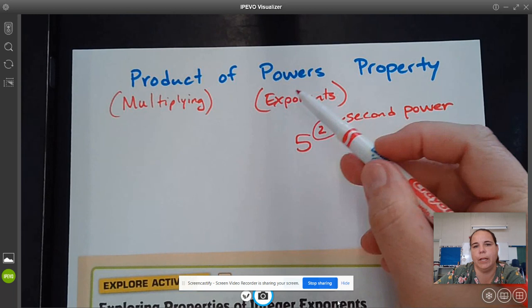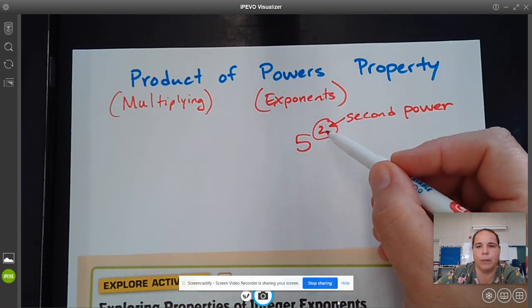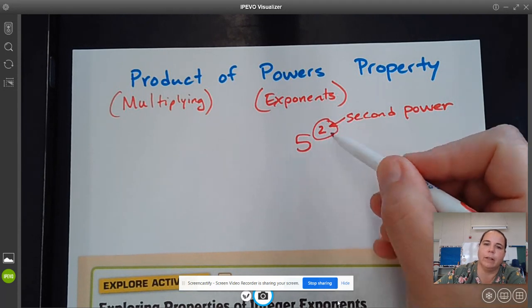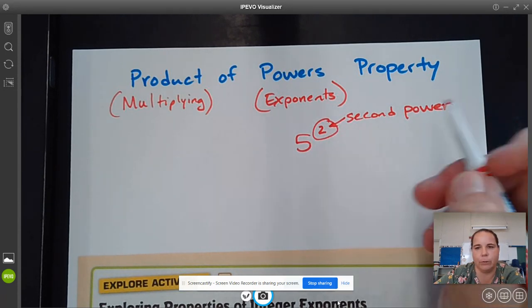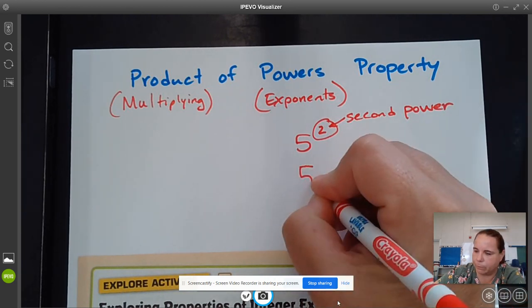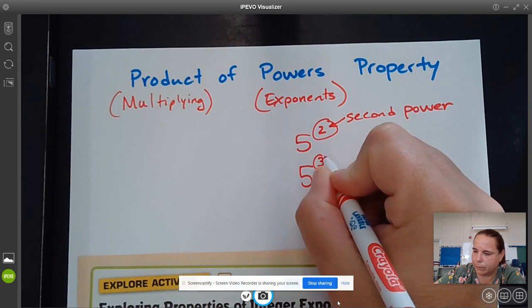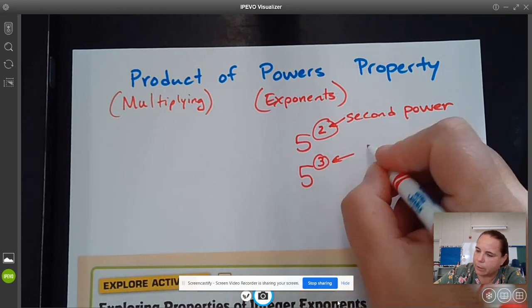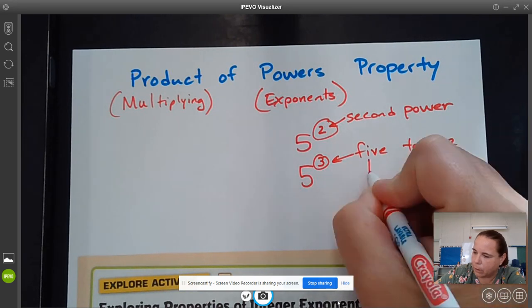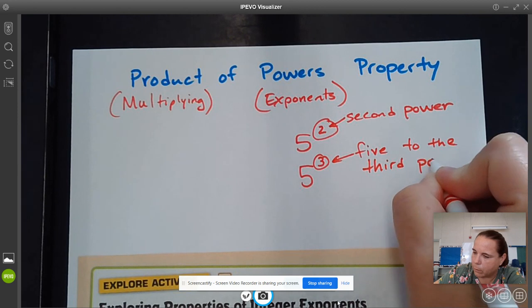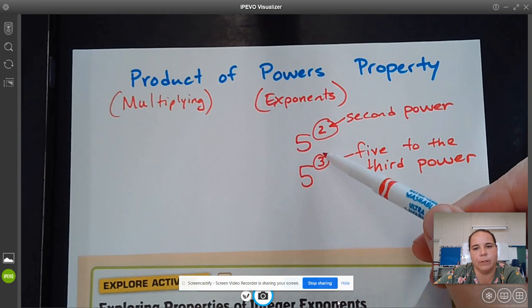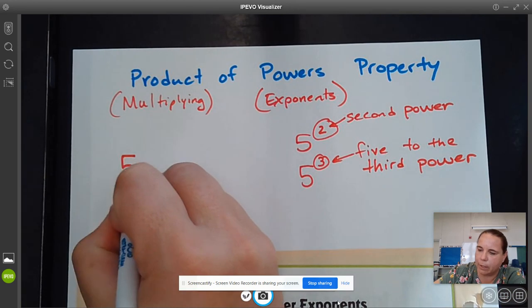So you need to understand that when we say to a certain power, if it was to the power of 10 or to the power of 100, we mean that the exponent is that value. So this is to the second power, and to the third power would be 5 cubed. If I said this out loud, I would say this is 5 to the third power.